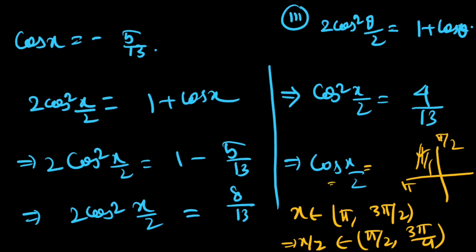Cos square x by 2 is equal to 4 by 13. So cos of x by 2 is equal to minus 2 by root under 13. So we got cos of x by 2 is equal to minus 2 by root under 13.